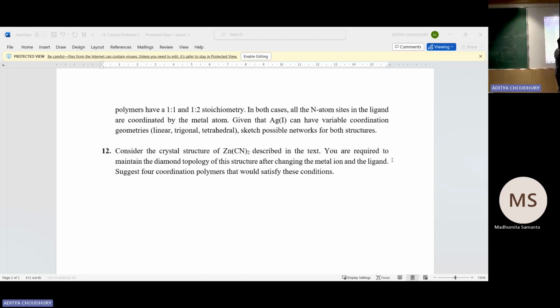Given this text, you are required to maintain the diamond topology of the structure after changing the metal ion and ligand. Suggest 4 coordination polymers that can satisfy these conditions. You got already one here, I think. Okay. Anything more? Any other suggestions? Do you understand what I mean, right? You got one suggestion here. BPY can, in the tetrahedral geometry, 1:2 of metal and linker, give a diamond net. Yeah, that is okay, it's an answer.